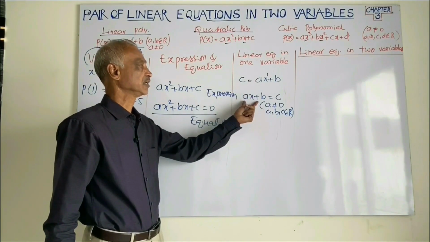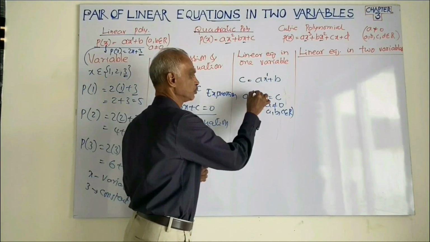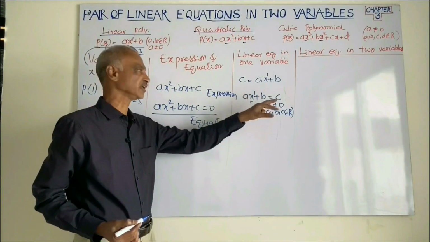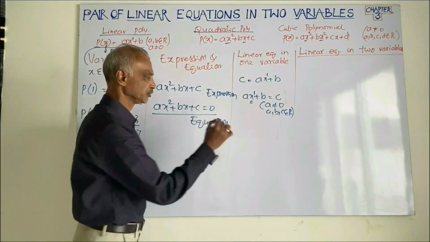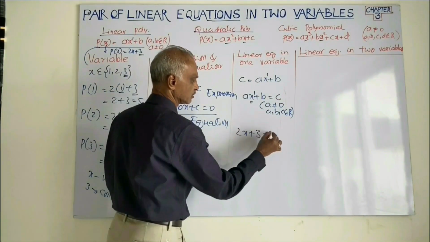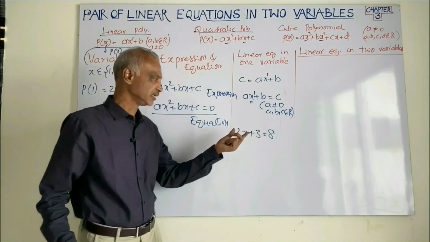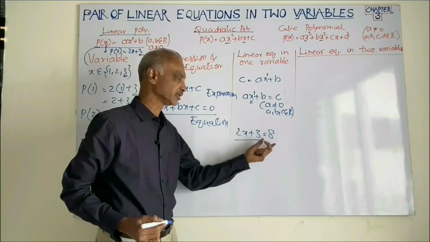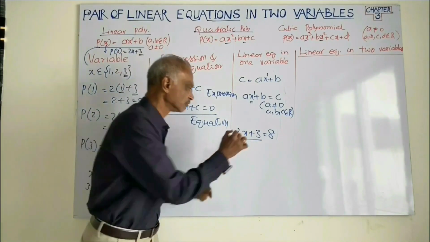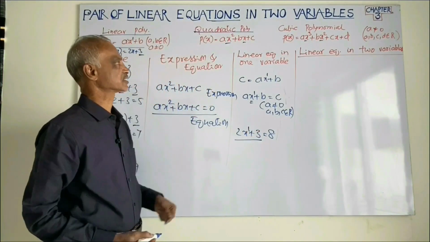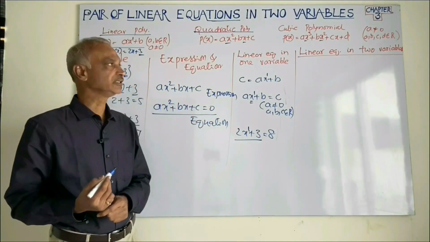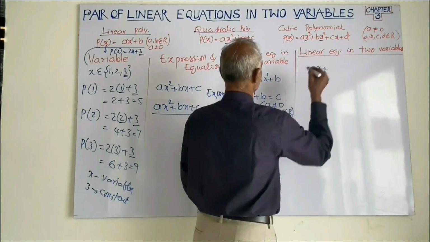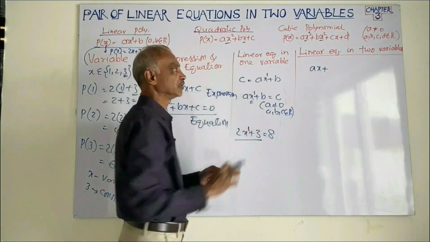Linear equation with one variable. There is only one variable. That's why this is called a linear equation in one variable. It will have some value. You take 2x plus 3 is equal to 8. This is a linear polynomial equal to some value, 8. It is a linear equation with one variable. Next, linear equations in two variables. See, you take ax plus b, two variables.